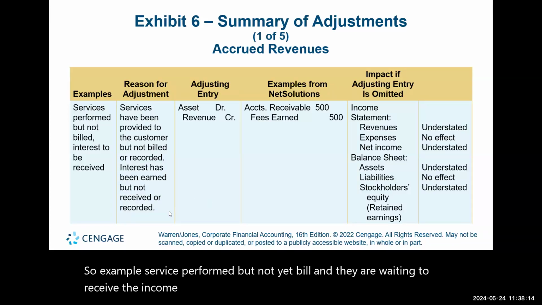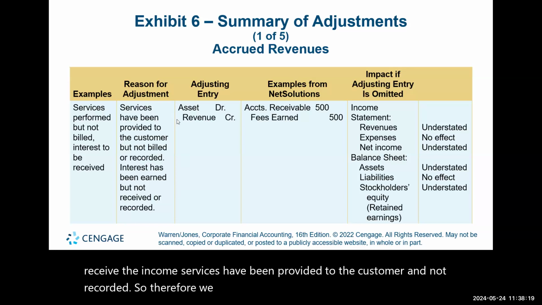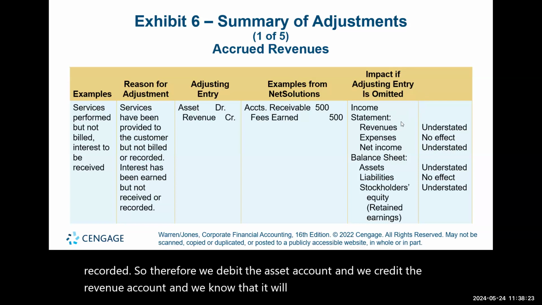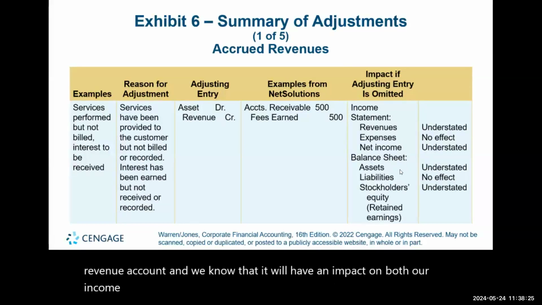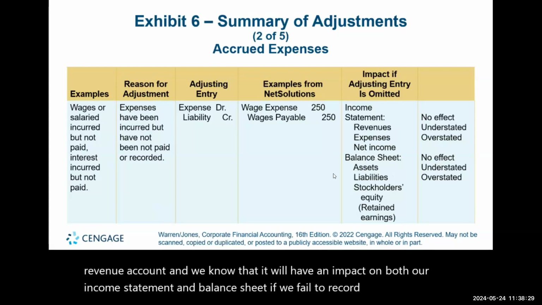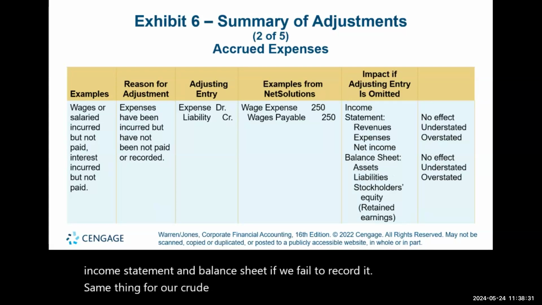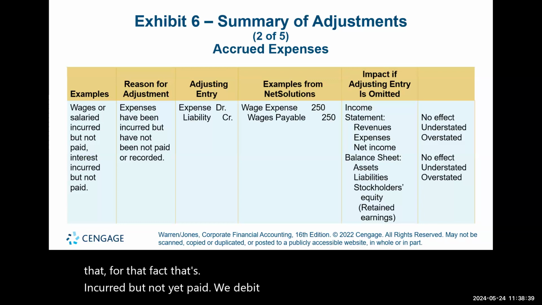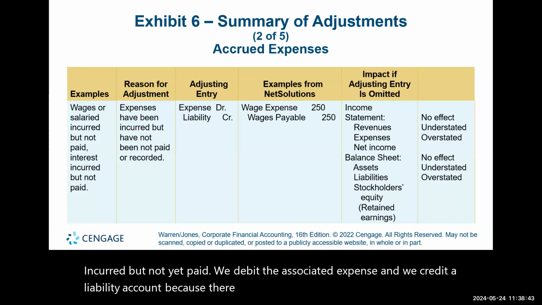Services have been provided to the customer and not recorded. So therefore, we debit the asset account and we credit the revenue account. And we know that it will have an impact on both our income statement and balance sheet if we fail to record it. Same thing for our accrued expenses, wages or salary, or any expense for that fact that's incurred but not yet paid. We debit the associated expense and we credit a liability account because there is an obligation to pay.